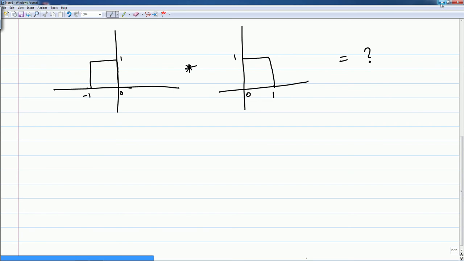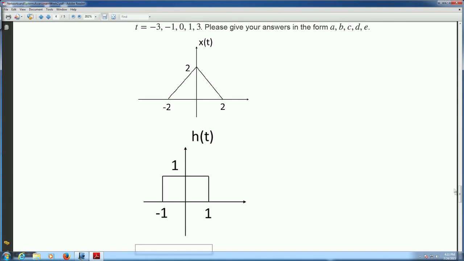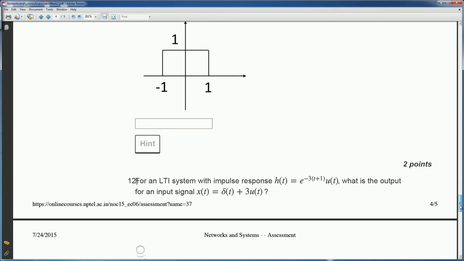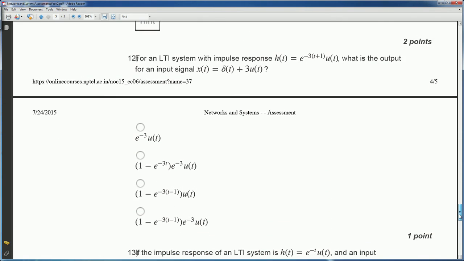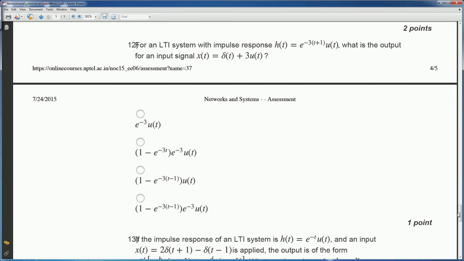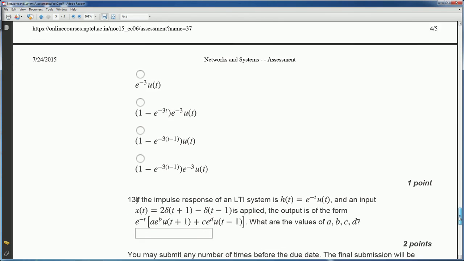Let's go back to the assignment questions. This question is just basic convolution, and once again you come to the 12th question, which is a classic question on LTI systems. You have an impulse response h of t, and now you have a slightly more complex input signal. It's delta of t plus 3 times u of t, but you know this is an LTI system. You can use so many different properties and convolution, and you get to the answer quite easily. It's a standard LTI system question.